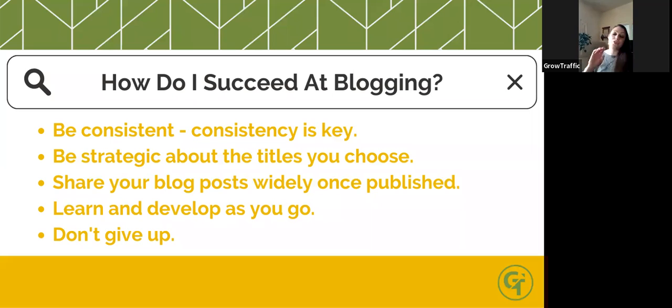Learn and develop as you go. Use your analytics, use your Google Analytics, use your website CMS analytics, use your Facebook and Instagram and LinkedIn insights all the time. Figure out what's working.